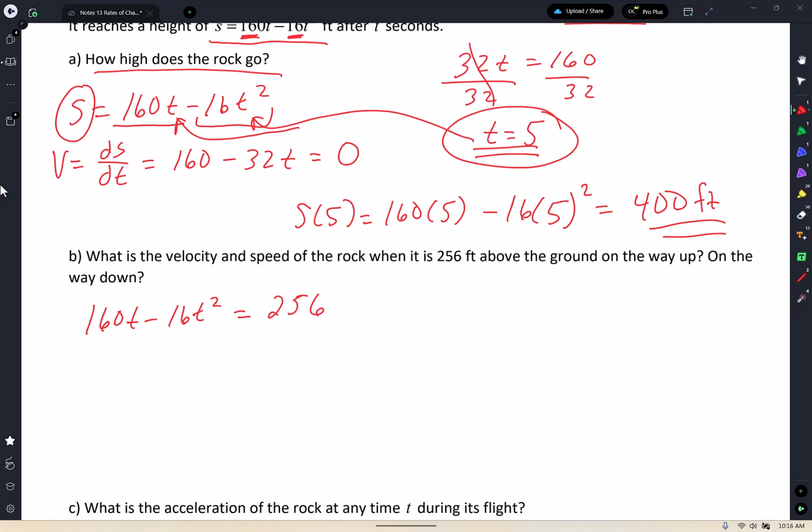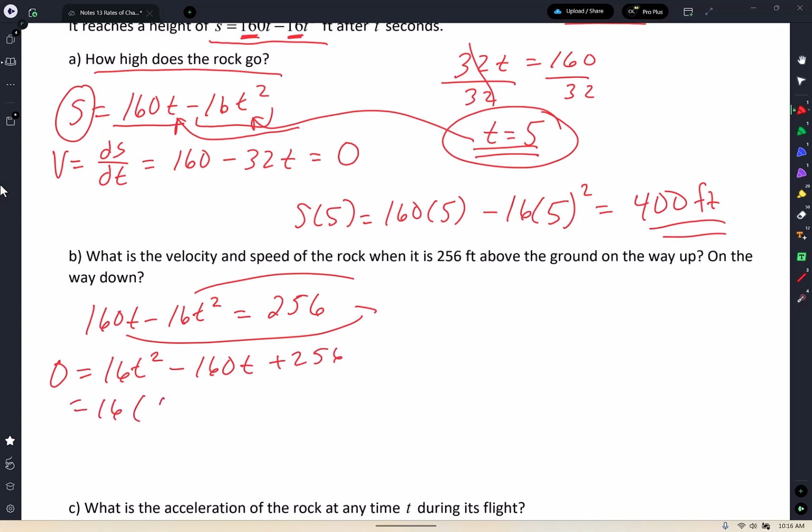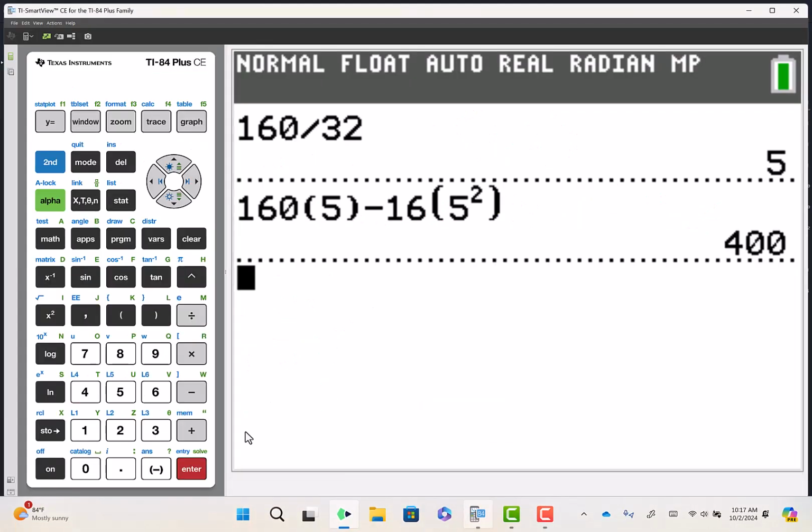Did I answer everyone's question? Okay, I'm going to move everything to the right, and it looks like I can factor out a 16 out of everything. So I'm going to write 0 equals 16t squared minus 160t plus 256. I'm going to factor out a 16. I'm going to have t squared minus 10t plus 16. Close. I think 16 times 16 is 256. Yes or no? Yes. Okay. I was about to try it out.